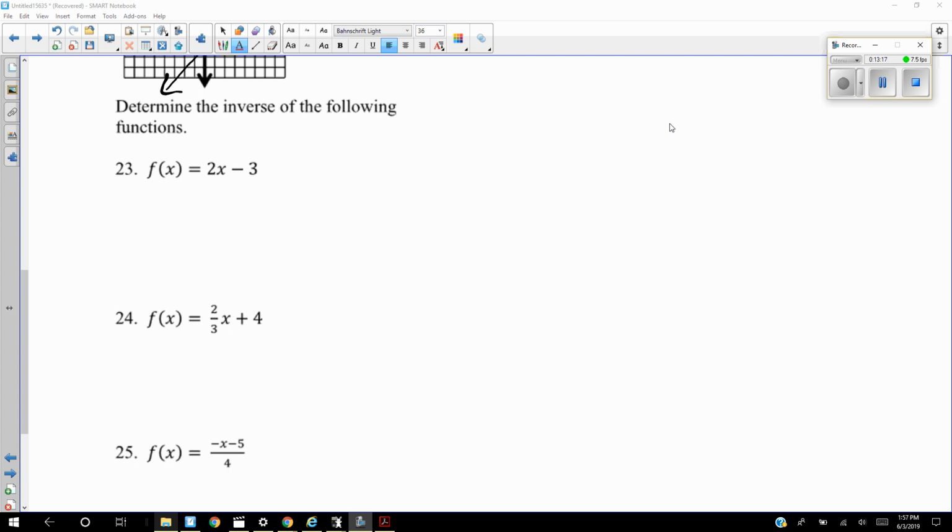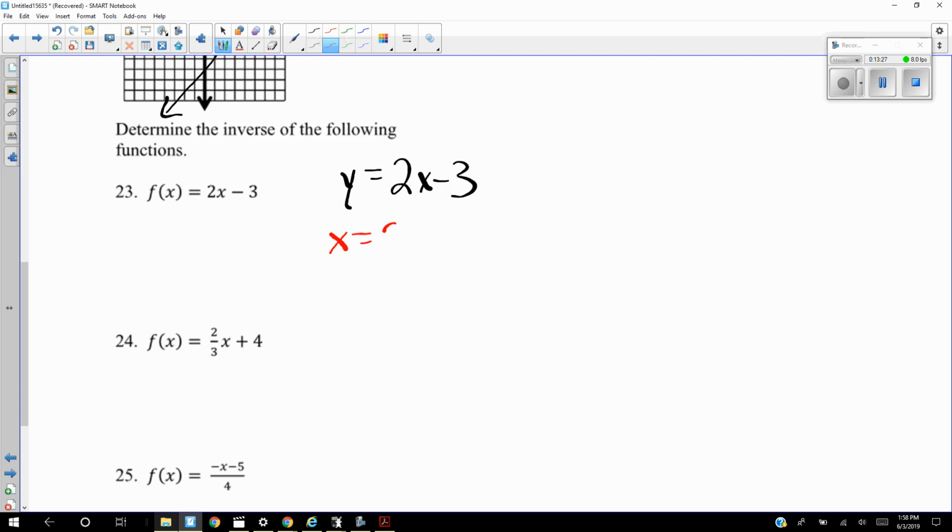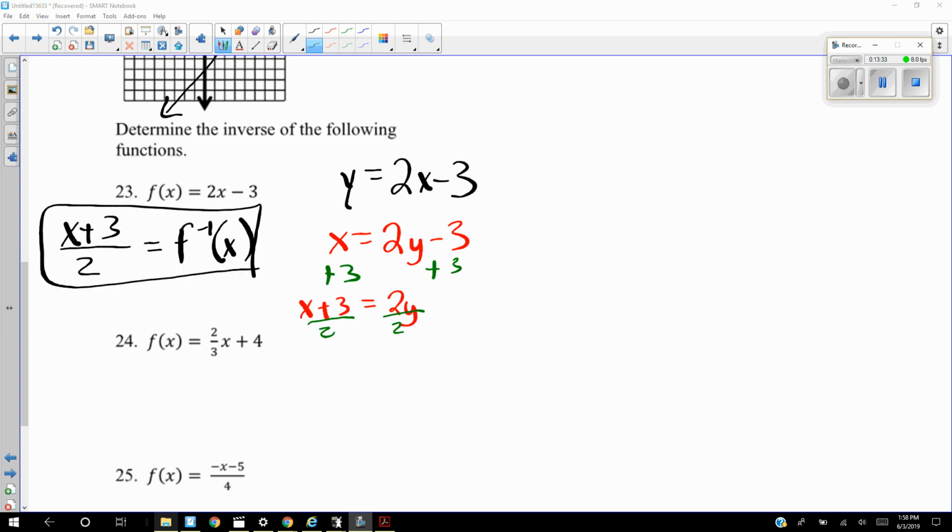And then finally, inverses. It's where you swap out the x and the y. First step, rewrite it instead of f of x, write it as y equals, and then swap out the x and the y, and then solve for y. And then rewrite the answer once you solve for y as f inverse of x. Use that symbol. Remember, you can also separate this as 1/2 x plus 3/2. That would be correct as well.